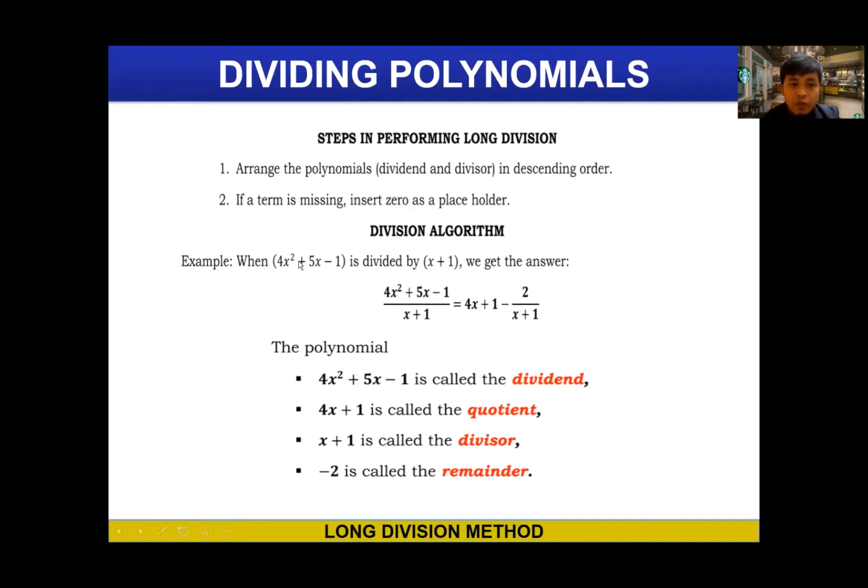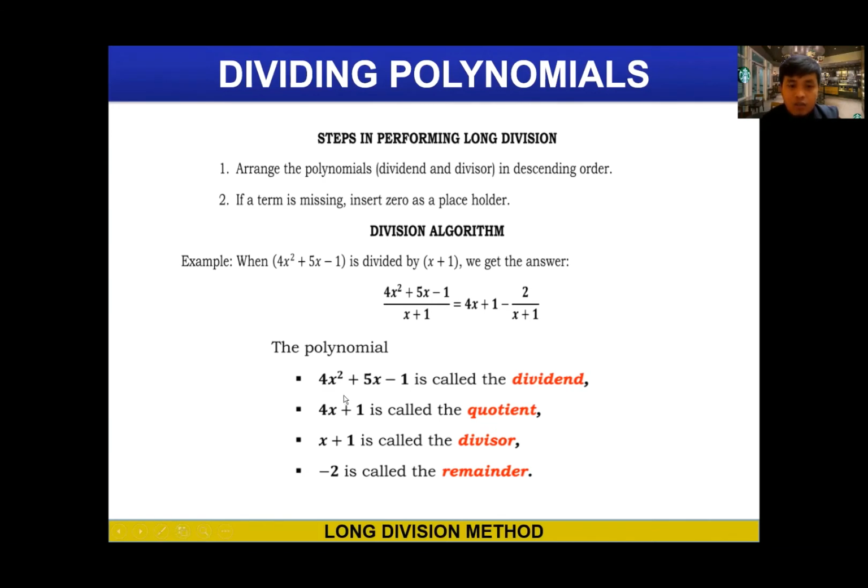Example, when we divide 4x squared plus 5x minus 1 by x plus 1, we get this answer. We can rewrite it in this form, 4x squared plus 5x minus 1 all over x plus 1. So how do we get this answer? That's what we're going to discuss. The answer will be written like this: the quotient, and then the remainder, and then the divisor in fraction form, this part.